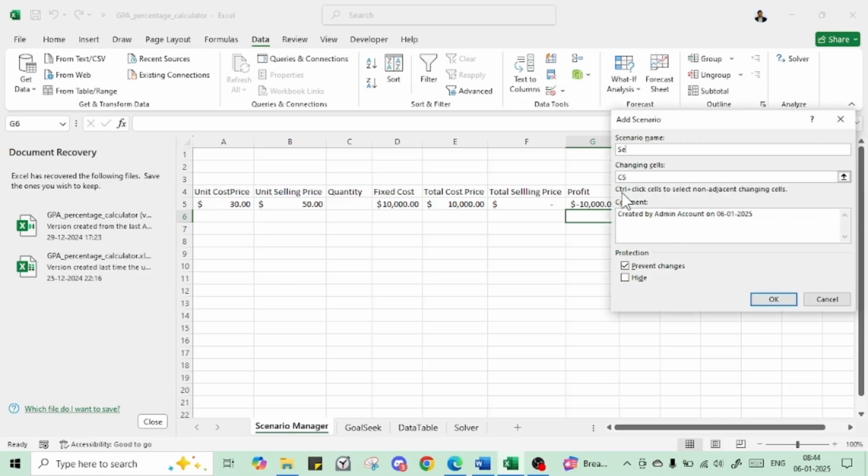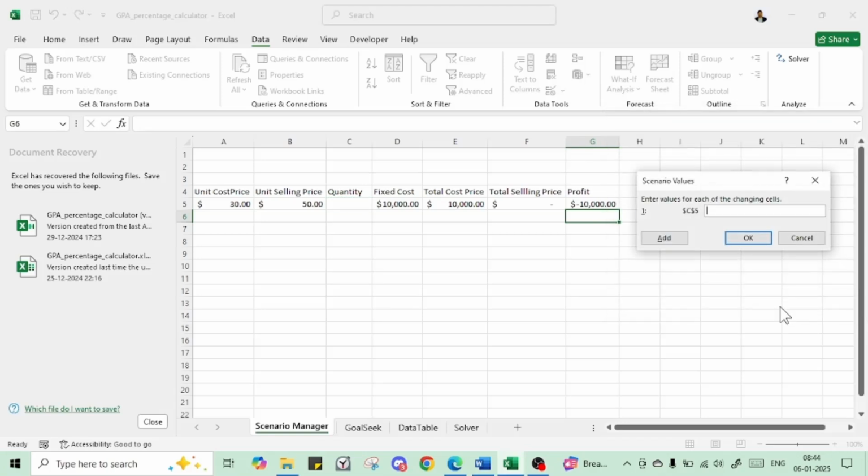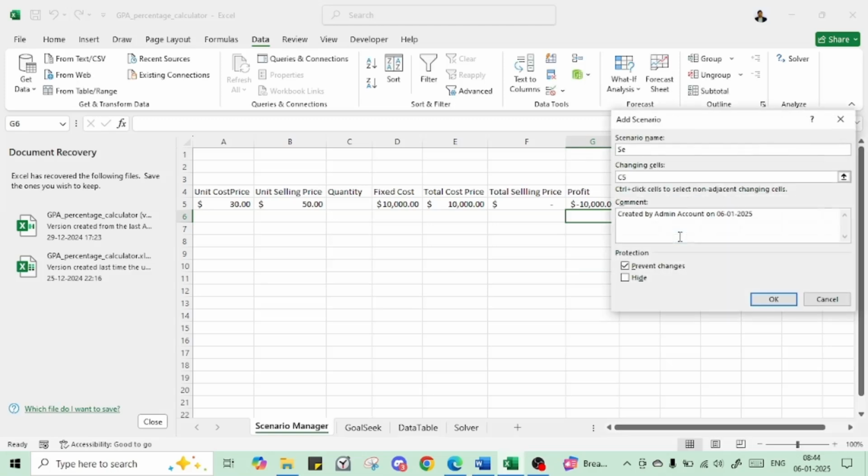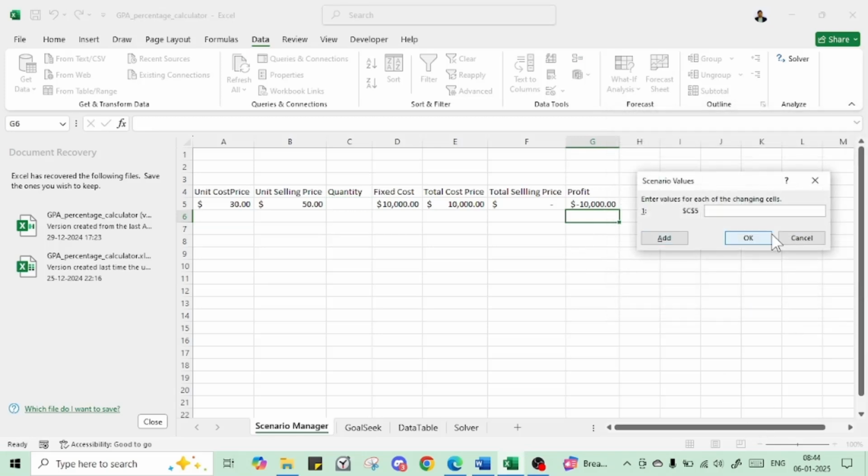If you want to add another scenario, you can just click on add. Again, selling 800 units. Changing cell is C5. You can also insert a comment regarding some description or explanation. Okay, 800. There's one more scenario left, so let's add that: selling 1000 units. Changing cell C5. Created. Okay. So all the three scenarios were entered. Let's click on OK.